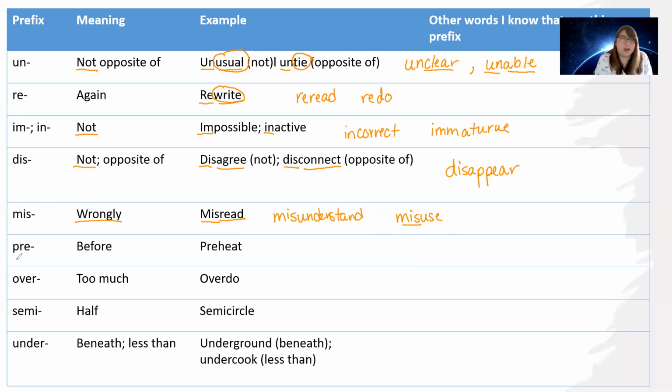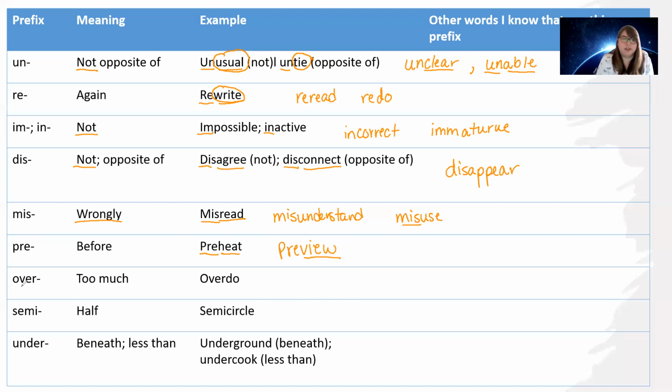Pre, we see lots of words that have pre in them. Pre means before. So a good example here is preheat. You are going to heat something before you actually do it. We could say preview is another good word. You are going to view something before something else. That's a great one there, preview.